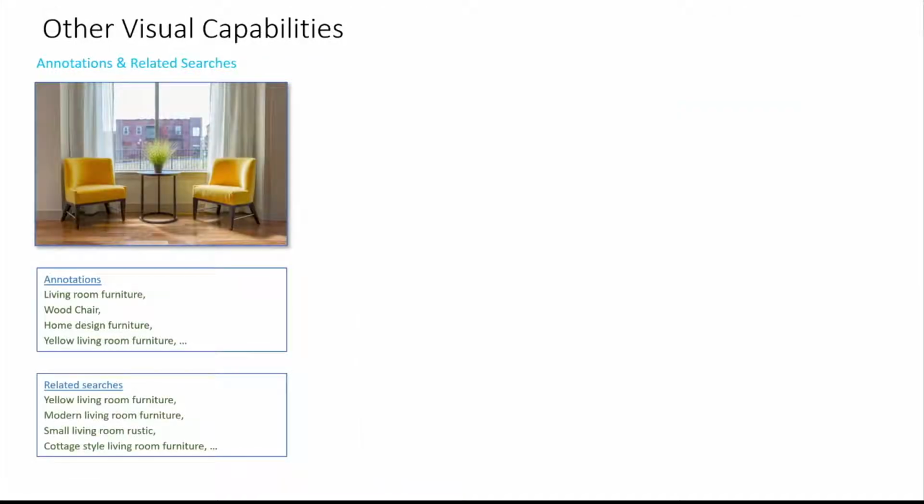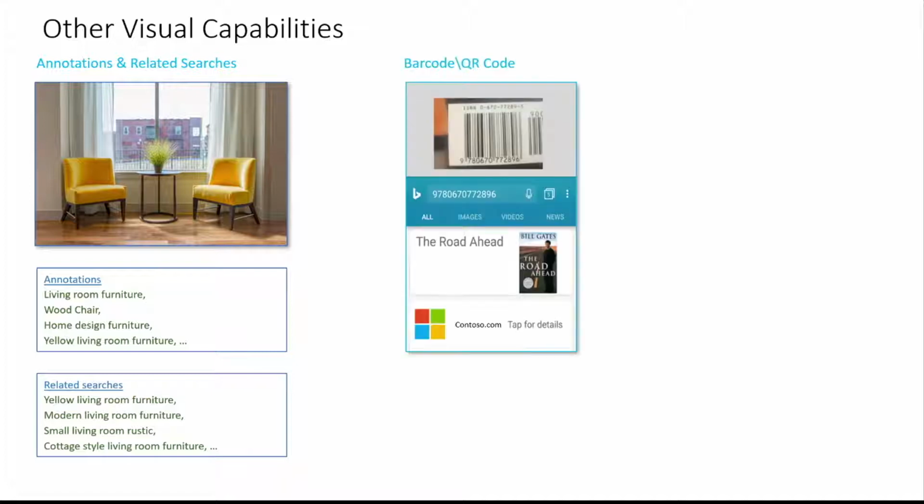We do not stop here. In Visual Search API, there are a bunch of other capabilities that we have. For example, in this particular scenario, we have one image where we are providing annotations and related searches. So you can see that it says that this is yellow furniture. It also says that this is cottage style furniture, so on and so forth. What you can do with this is, if you are in retail, you can provide us this image and you can get these annotations and related searches back, which you can now go and index so that when your user is searching for cottage style furniture, you can surface this product. Visual Search API also detects and deciphers barcode and QR code.